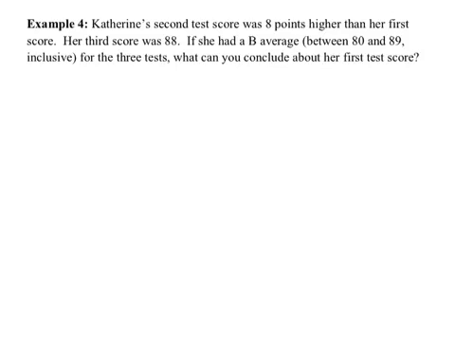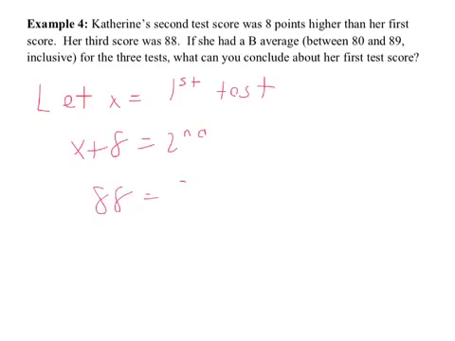So example 4 says, Katherine's second test score was 8 points higher than her first score. Her third score was an 88. If she had a B average, which is between 80 and 89 inclusively, for the 3 tests, what can you conclude about her first test score? So we know that her second test score was 8 higher than the first. So let's call her first test score X, which makes her second one X plus 8. And we know that her third test score is not anything but just 88.